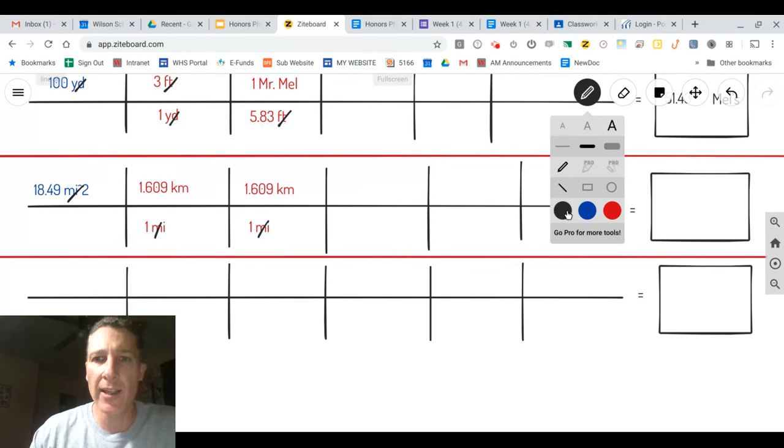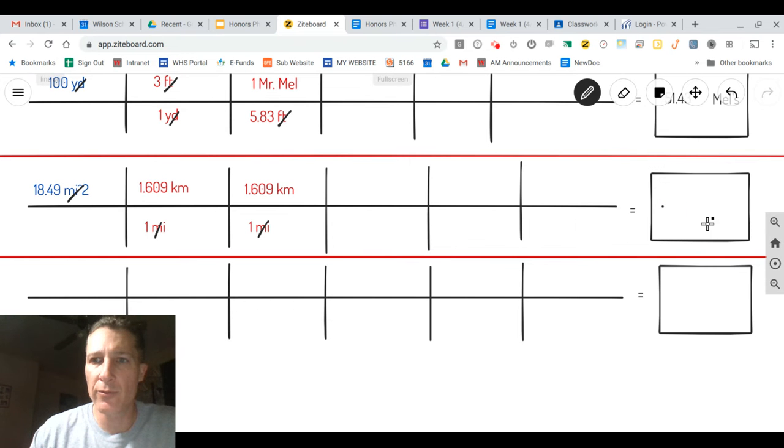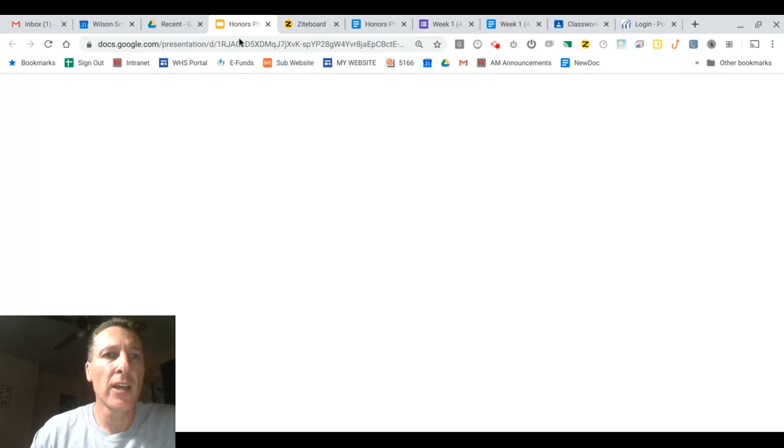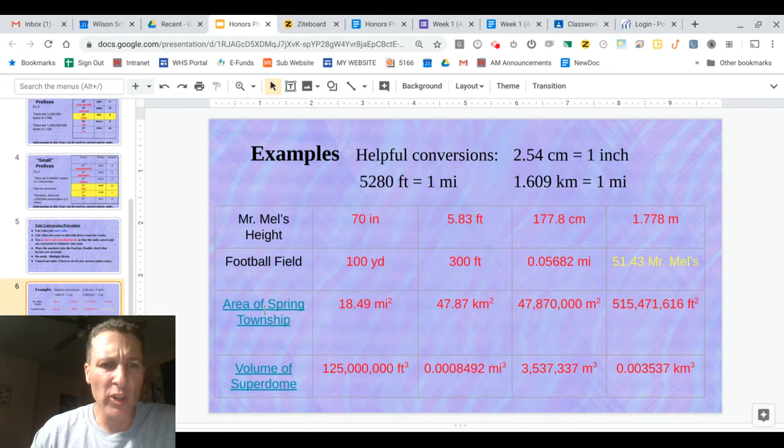And that's how we get to our final answer here of, I believe it was, 47.87 square kilometers. Okay. We could even take an area and find square Mr. Mel's. We could do a volume and get to cubic Mr. Mel's as well. You are going to be doing this set of unique units in your activity here at the end. Jumping back, there's some hyperlinks here to Area Spring Township, Volume Superdome if you want to just search a little bit.